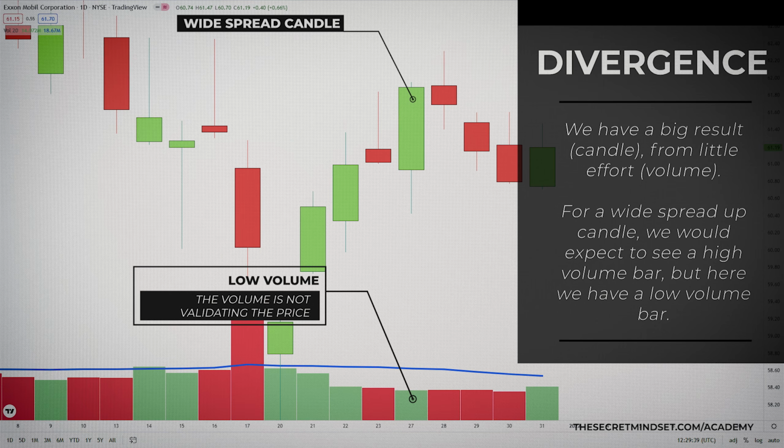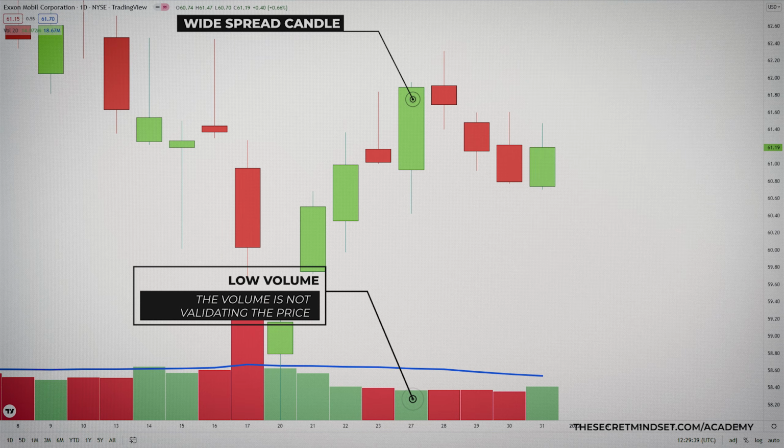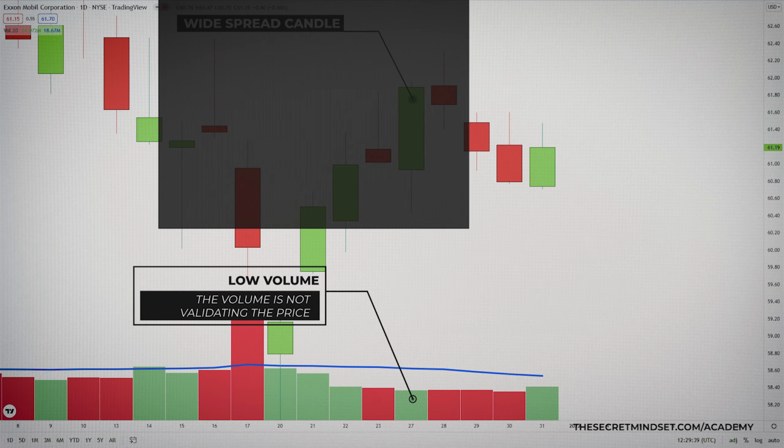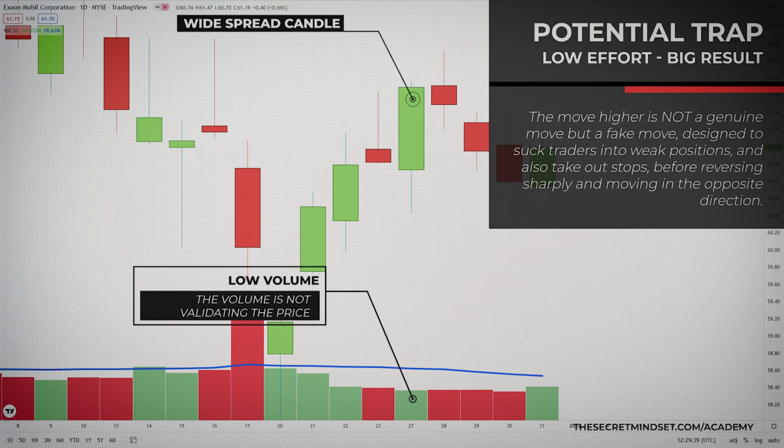If we were in a long position in the market and this appeared, we would immediately start to question what is happening. Why has this divergence appeared? Is this an early warning of a possible trap? This is a pattern which often occurs at the start of trading sessions in equity markets. What is happening here is that the smart money are trying to feel out the sentiment in the market. The market opens. Then the price is pushed higher to test the interest in the market from the buyers. Once again, this is a signal of a potential trap.